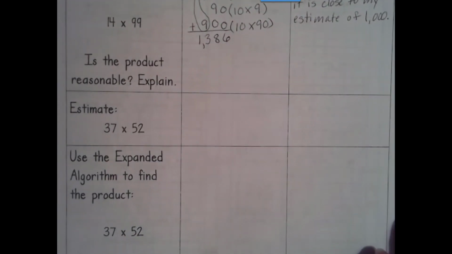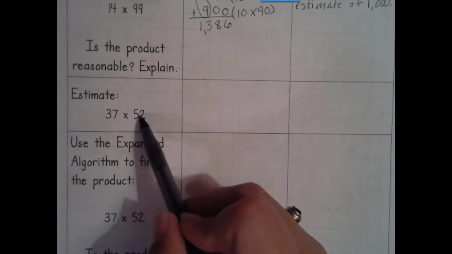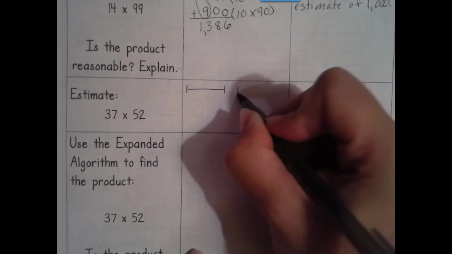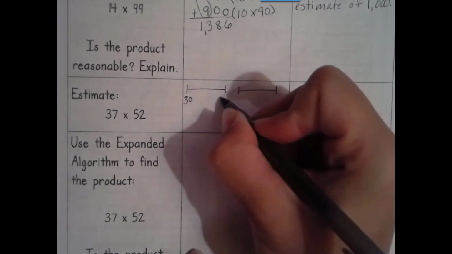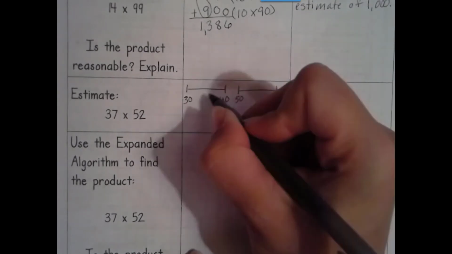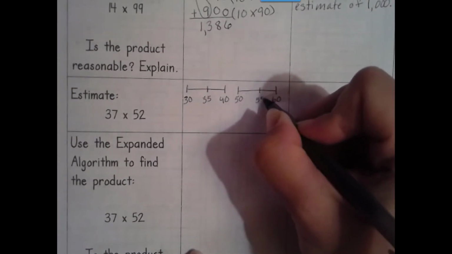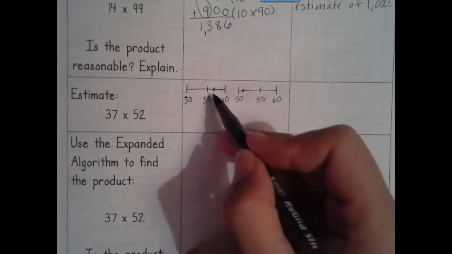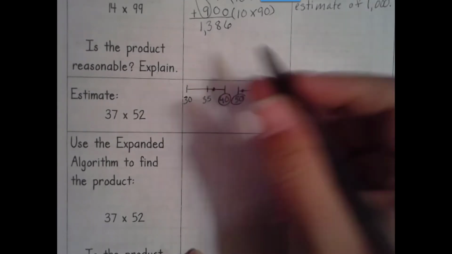Okay, next one. We're going to estimate. Look for my compatible numbers. Are either of these close to 25? No, they're not. So I'm going to go ahead and round each of these to their largest place. Their largest place is the tens place. This one's between 30 and 40. This one is between 50 and 60. Our halfway is 35. Halfway is 55. 37's over here. 52 is over here. So 37 is closer to 40. 52 is closer to 50.